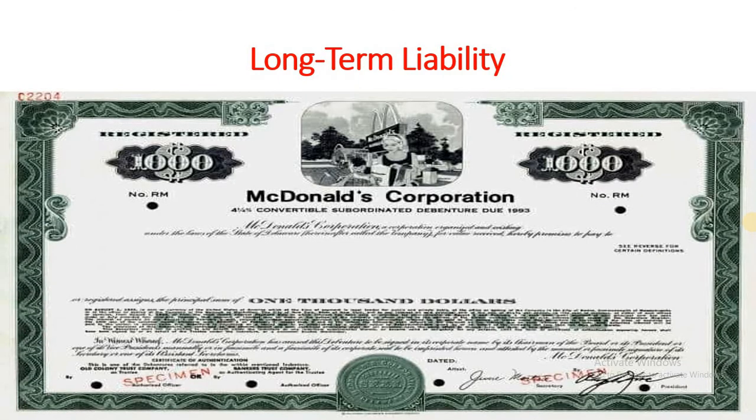So bonds issued by corporations or firms are long-term liabilities. In the meantime, bank loans which are needed to be repaid in 2 years or 5 to 10 years are long-term liabilities of firms or corporations.